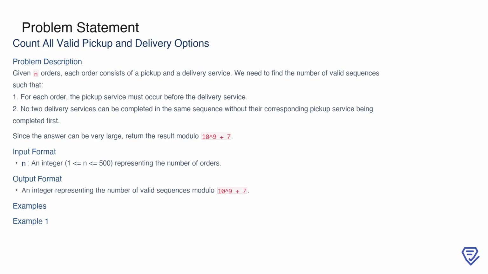Since the number of possible sequences can grow extremely large as n increases, the result must be returned modulo 10^9 + 7. We're given the input as an integer n, which can range from 1 to 500, and the output is an integer representing the total number of valid sequences mod 10^9 + 7.